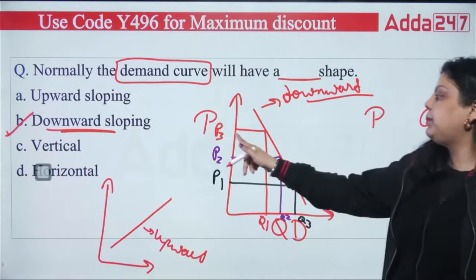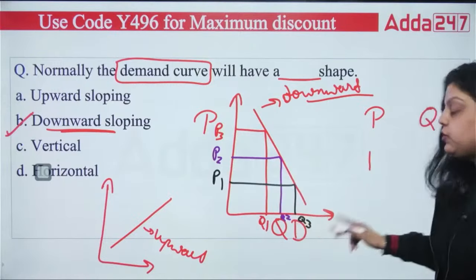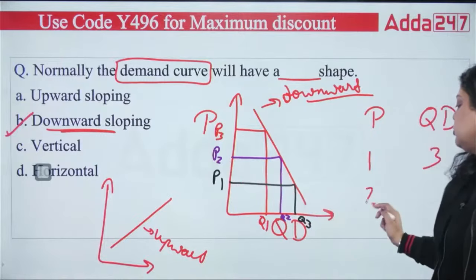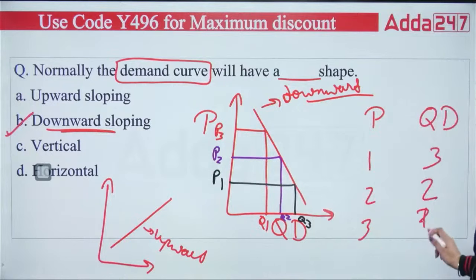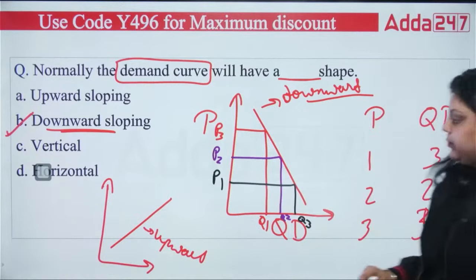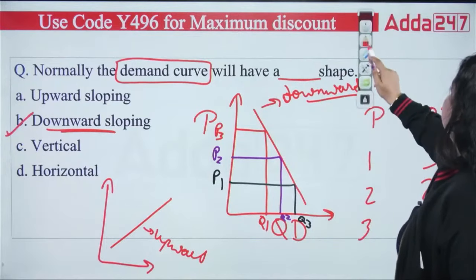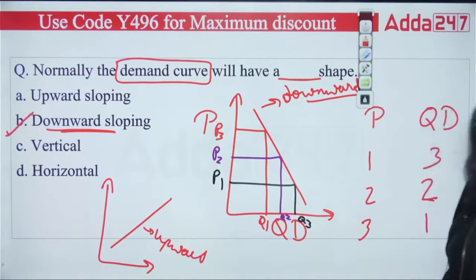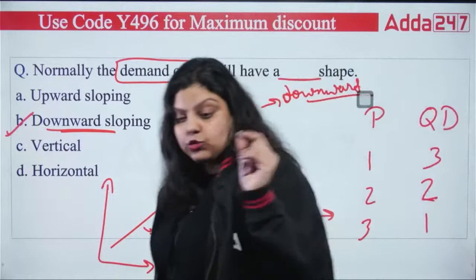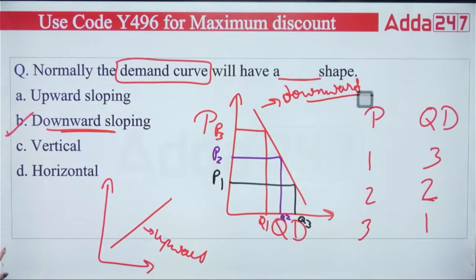So when you have price 1, you were purchasing quantity 3. When you have price 2, you are purchasing quantity 2. When you have price 3, you are purchasing quantity 1. Okay, so you can see as the prices are rising, your quantity demanded is declining, and that's actually your law of demand. That's the relationship the law of demand is representing in front of you. Okay, this is how you can define the demand curve.